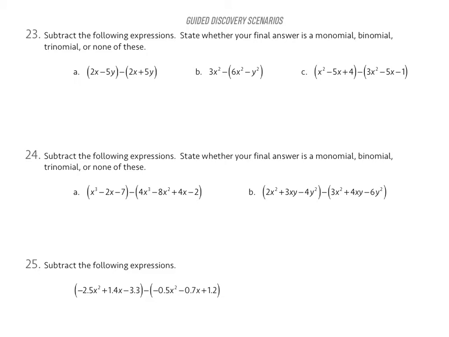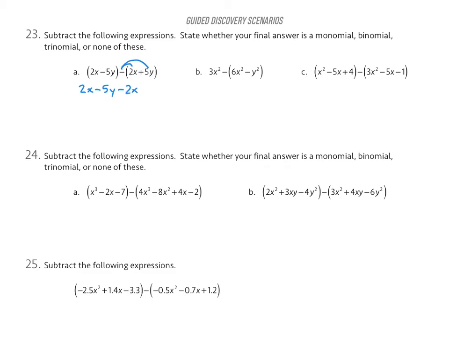23. Subtract the following expressions. State whether your final answer is a monomial, binomial, trinomial, or none of these. Part A, 2x minus 5y minus 2x plus 5y. A binomial minus a binomial. We don't need these first parentheses, so I can just bring down the expression 2x minus 5y, and then I can distribute this minus sign to both of these terms.